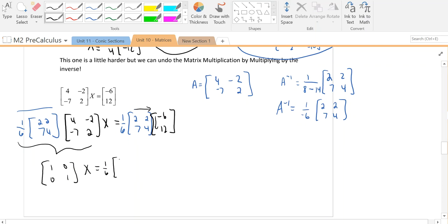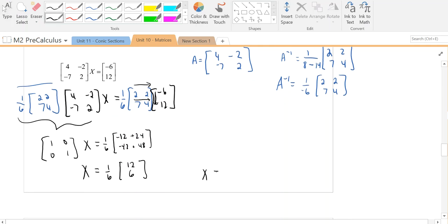2 times negative 6 is negative 12. 2 times positive 12 is 24. Then negative 42 plus 48. So this is just a fancy way of writing 1, so I'm just going to write just x now. Negative 12 plus 24 is 12. Negative 42 plus 48 is, oops, sorry about that, 6. And I multiply by my 1/6 then. X is 2, 1. Boom.